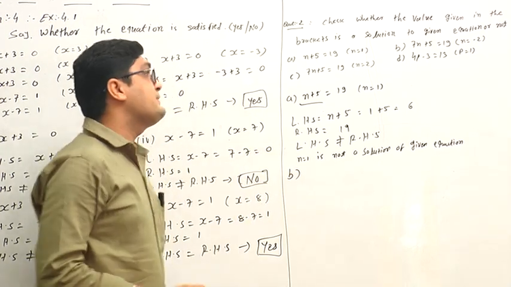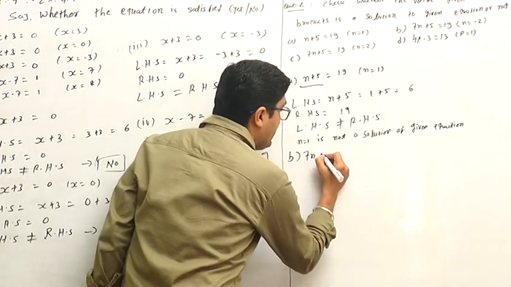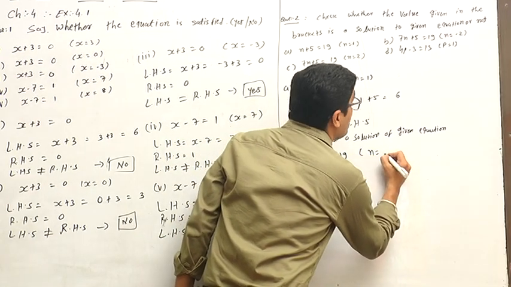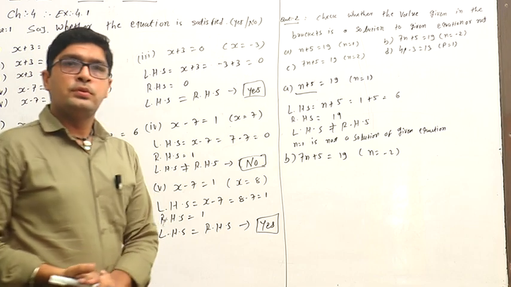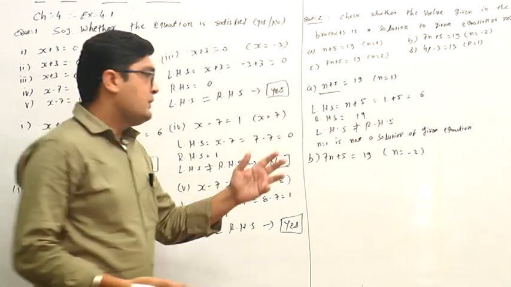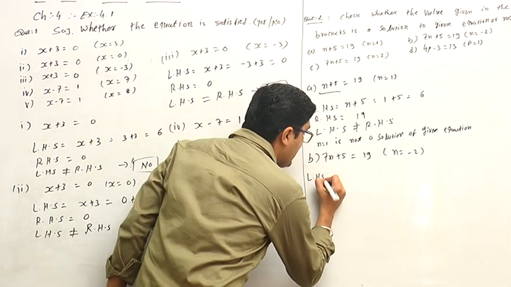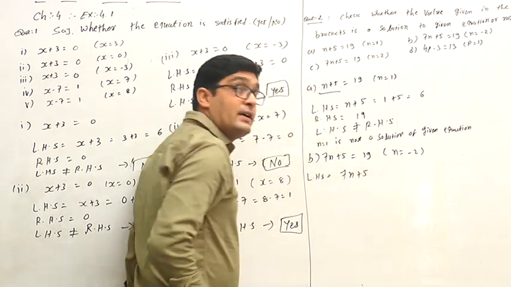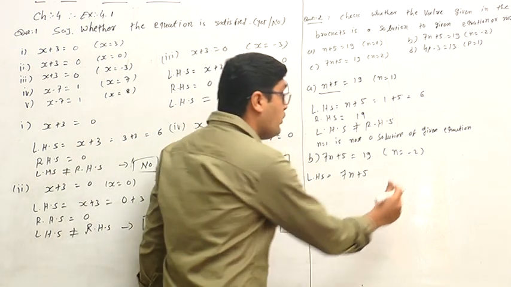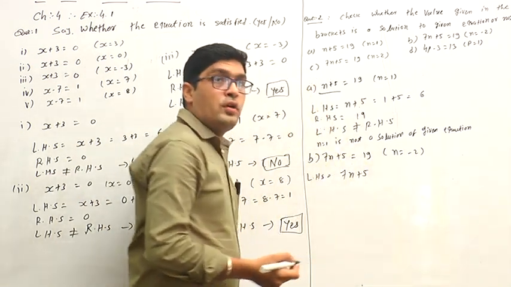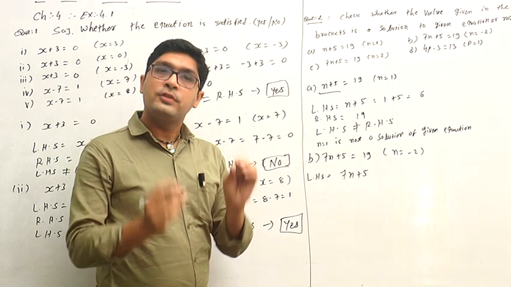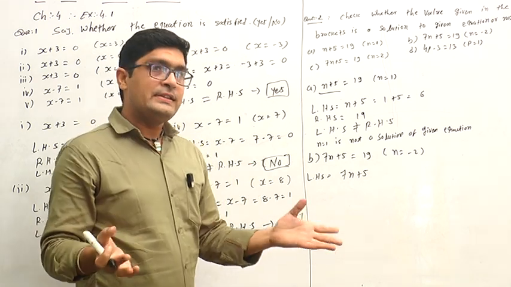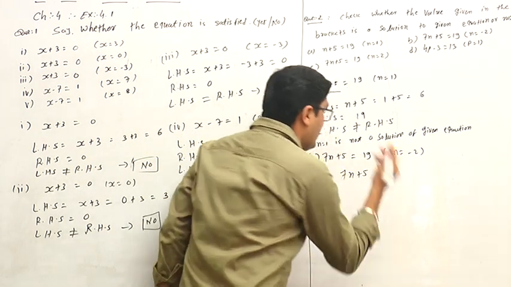B. What is given in B? 7n plus 5 is equal to 19. n is equal to, we have to put here, minus 2. Same method. Just write the left hand side. What is the left hand side? 7n plus 5. And the value of n is equal to minus 2. When a minus value is given, we have to be careful about the sign. So not to worry, just easy things. We have to keep the basics in mind.